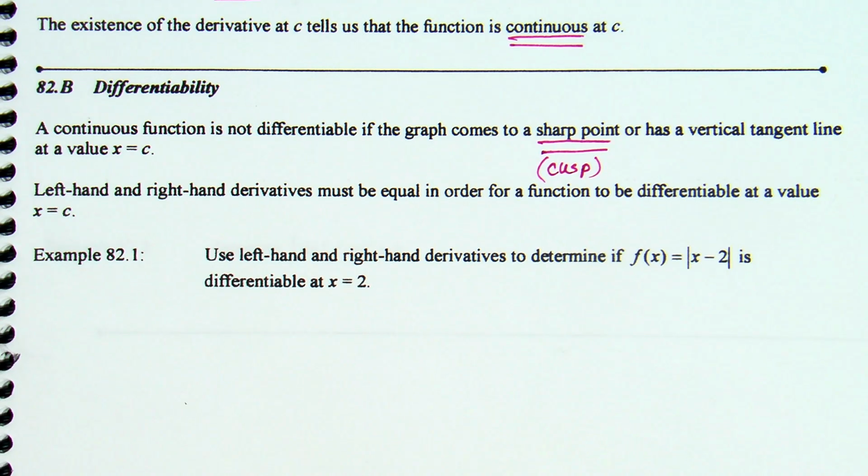Left-hand and right-hand derivatives must be equal in order for a function to be differentiable at a value x equals c. And that goes back to the whole continuous thing. Now, let's look at example 82.1. It says to use left-hand and right-hand derivatives to determine if this function is differentiable at x equals 2.